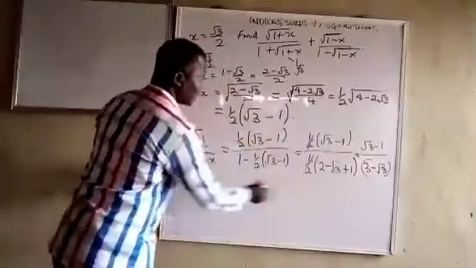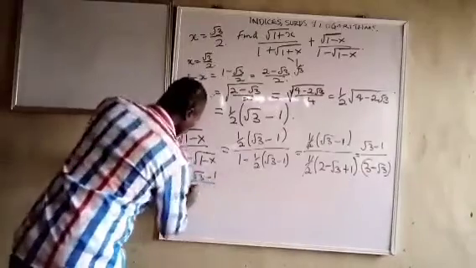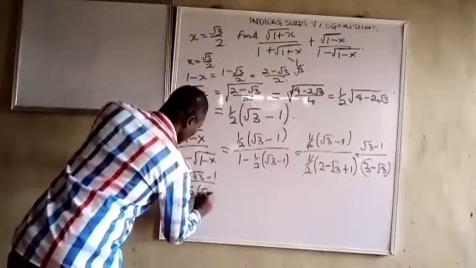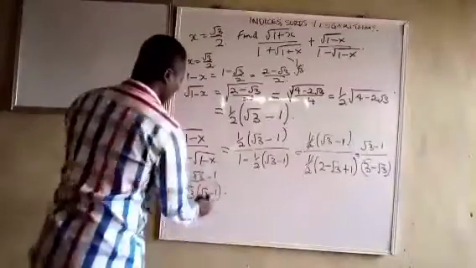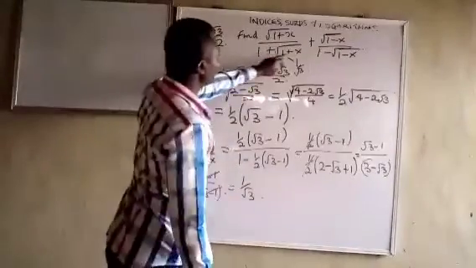And let's see if I divide 2 by root 3. So this one is going to give me root 3 minus 1 over root 3 into root 3 minus 1. So this one also gives us 1 over root 3. So this one is 1 over root 3 and this one is 1 over root 3.